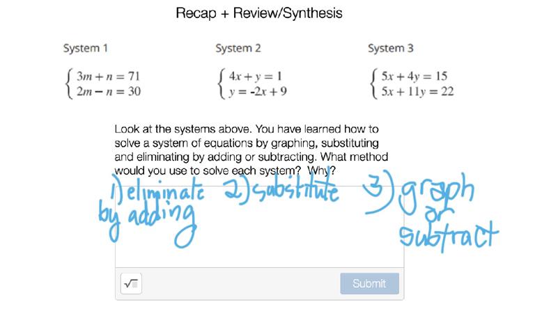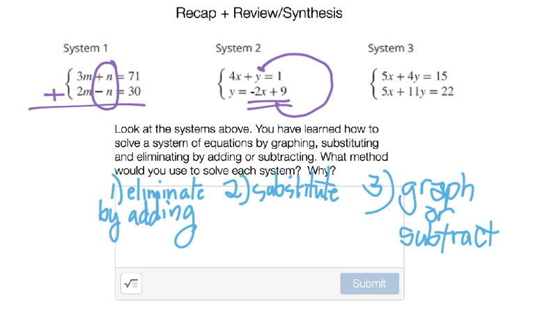All right, so let's take a look. So I've got system 1. I would definitely use elimination because check this out. I have n and I take n away, and basically, I would eliminate by adding these two together, right? System 2, substitute. We saw this in lesson 13. Check this out. I know that y is equal to -2x plus 9. So I could go in right here and substitute that right there. Put that value of -2x plus 9 in for y and then solve for x by combining like terms.